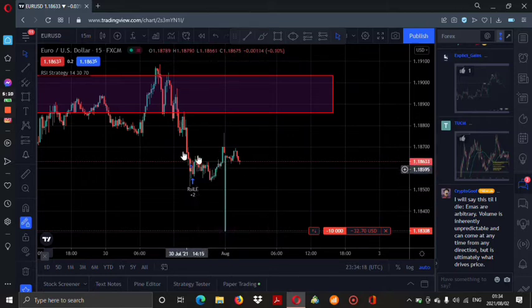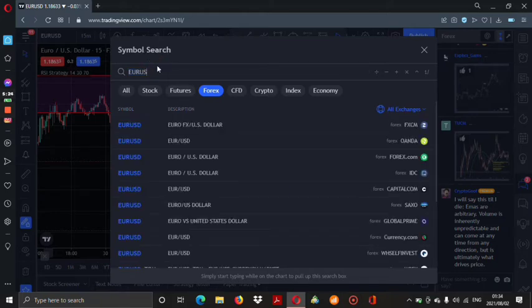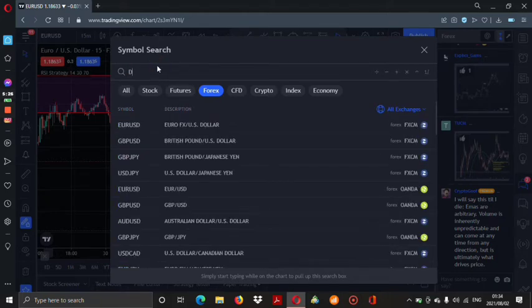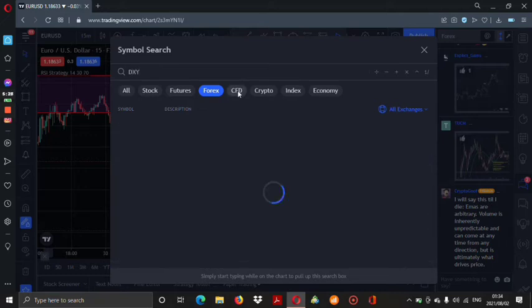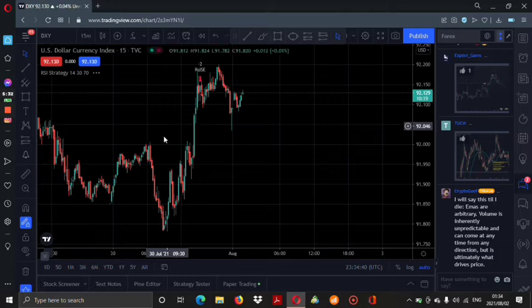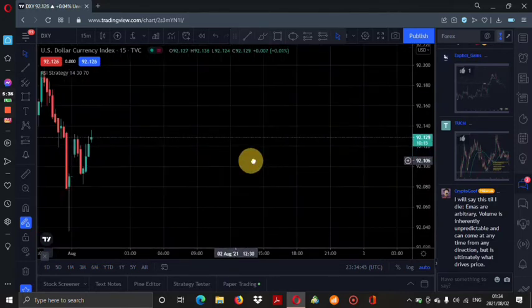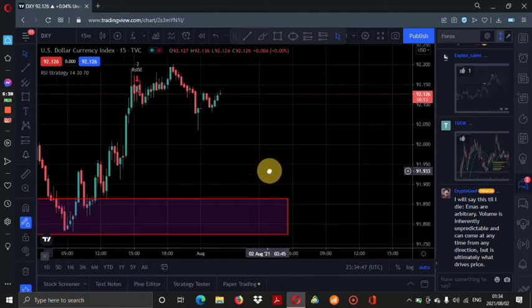If we now go to DXY, you're going to see a similar movement like this one, but this time on our DXY. So let us look for the dollar index DXY on our CFDs. There we go.